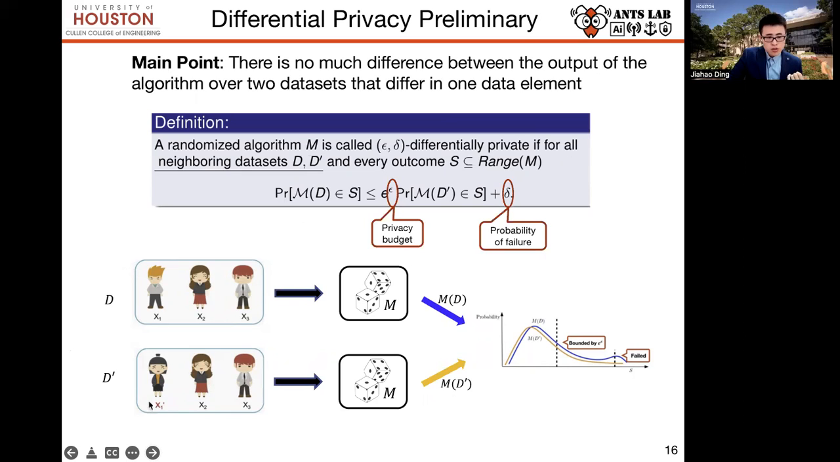So in an intuitive example, we can see this data, and there are two data sets. Actually this is a neighboring data set. Only the first person is different. And these two data sets are input to a randomized algorithm, and we get two output distributions, right? And differential privacy requires that the difference between these two distributions is bounded by e to the power epsilon.